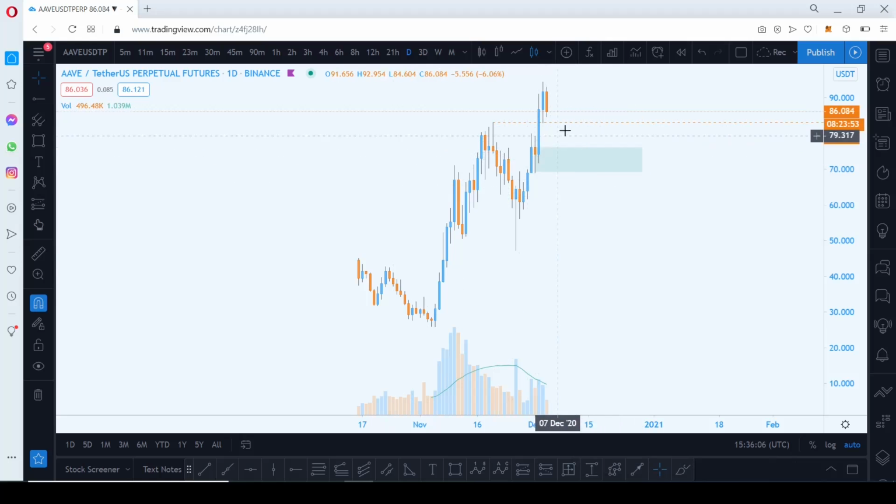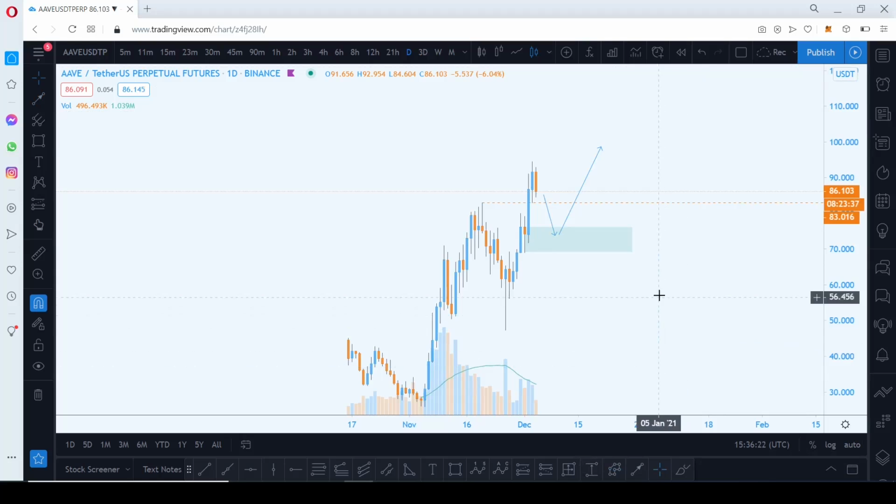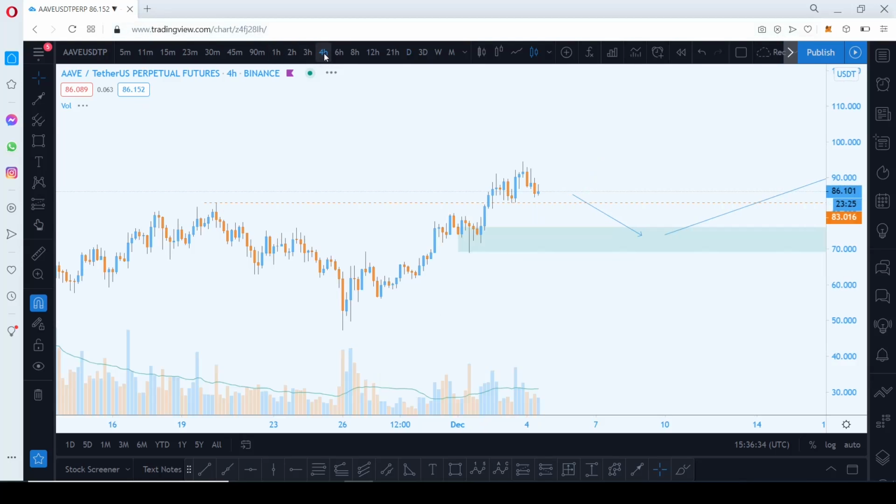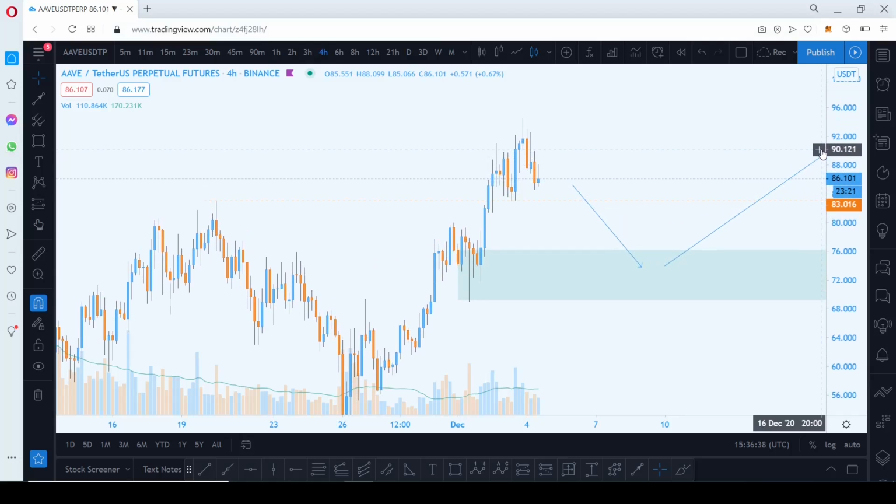So what I want to see is I want to see price retrace to it on the daily and then continue the upward movement. That is what I want to see. So if on the daily the price is coming down to it, what I want to do now is go on to my 4-hour time frame to see exactly where the demand originated from.